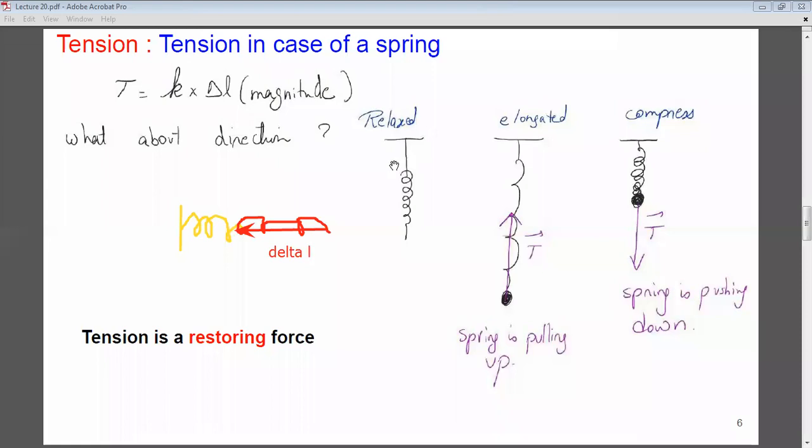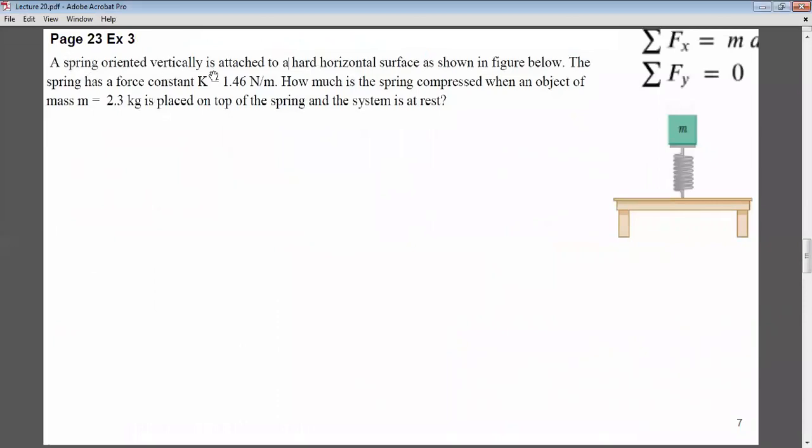Now let's solve 2 simple exercises to see how we deal with this. A spring oriented vertically is attached to a horizontal surface as shown in the figure. The spring has a force constant, so here is the force constant K that appears in Hooke's law. How much is the spring compressed when an object of mass M is placed on top of it and the system is at rest? The system is at rest implies acceleration is equal to 0.